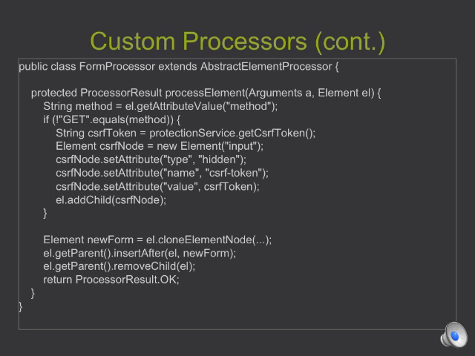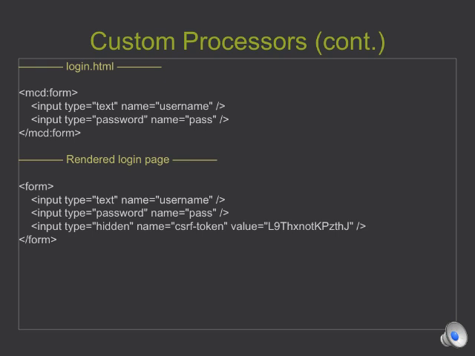So let's take a look at a processor that's a little bit nicer. Let's say we wanted to secure all of our forms from cross-site request forgery. We've got our form processor here, and we'll register it in our dialect with the name form. What we're doing is saying if the form is not a get, so if it's a post or a delete or a put, we're going to generate this new HTML DOM element, and we're going to insert it into our form. Let's look at what happens.